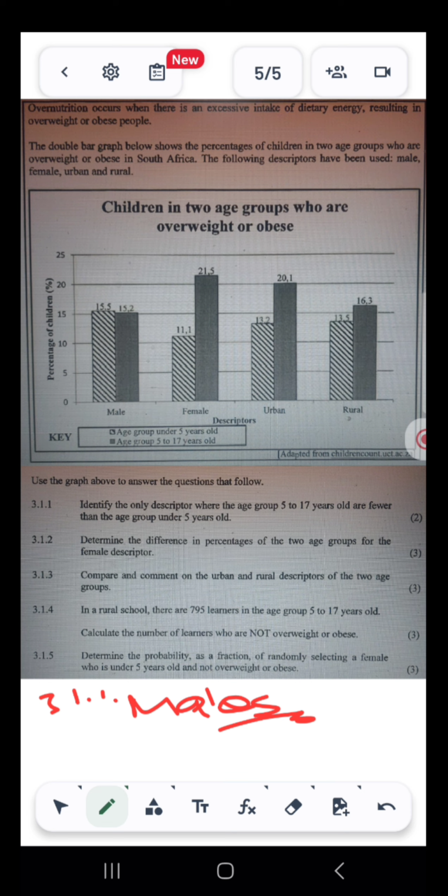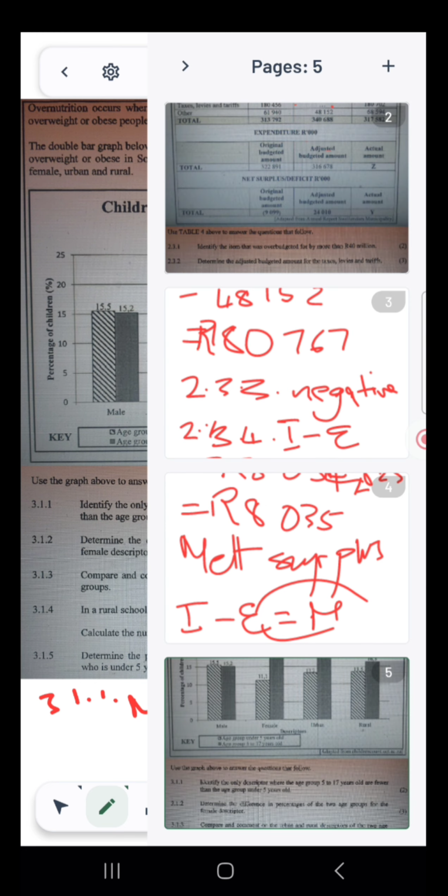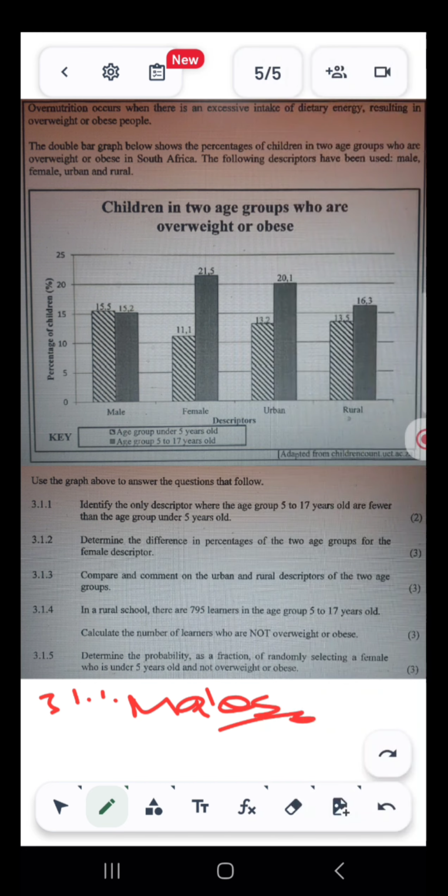And then 3.1.2 says determine the difference in percentage of the two age groups for the female descriptor. Now they say determine the difference. When you see the word difference, you must know they want something that you minus, right? So they say determine the difference in percentage of the two age groups for the female descriptor. Female descriptor, two age groups, is the age group under 5, and another one between 5 and 17. So you have to minus this and this. That's why they show the difference. They say minus, we want to see how big the difference is.